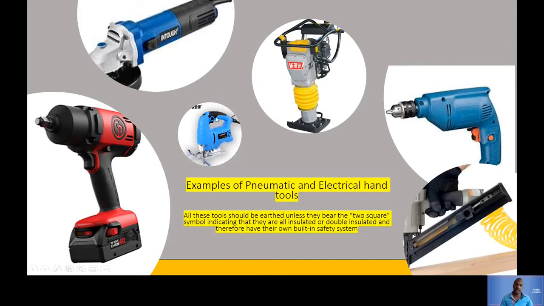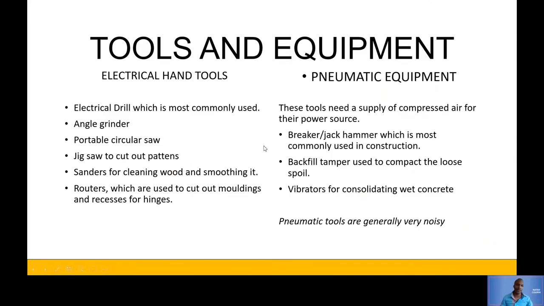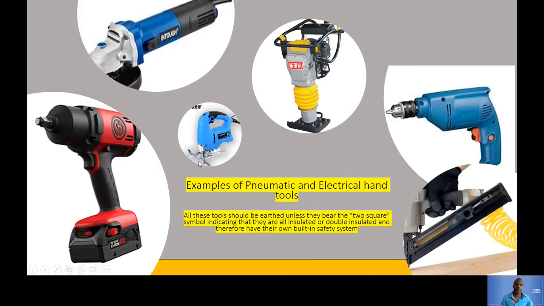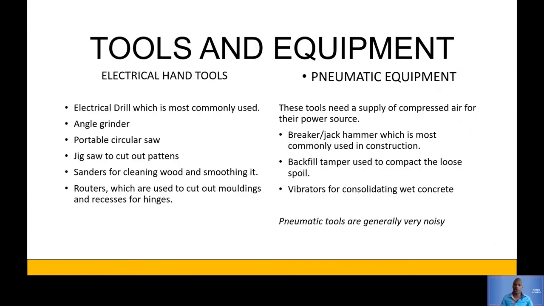And then let's look at this one here. See this blue one in the middle here? If we go back here, we will see that it is a jigsaw. That's the jigsaw. It cuts out patterns. So to cut out patterns, you need a jigsaw. And then over here, what is this? That's a pneumatic tool. So that's a jackhammer. Okay, or it can be a backfill tamper, but it's normally a jackhammer.